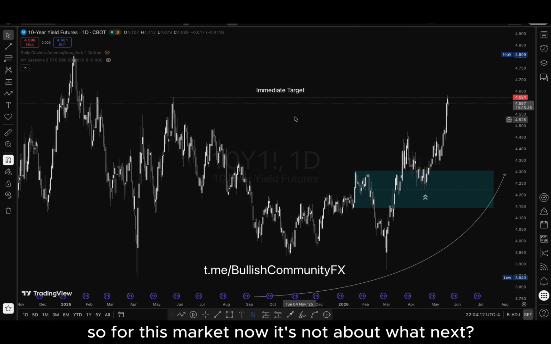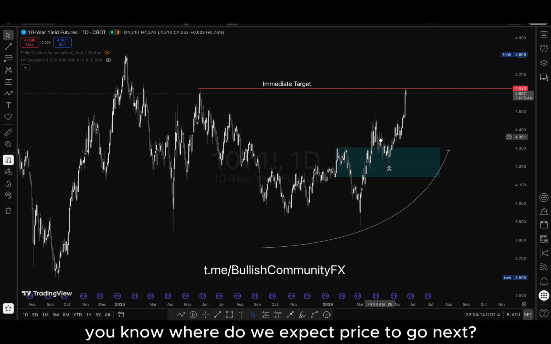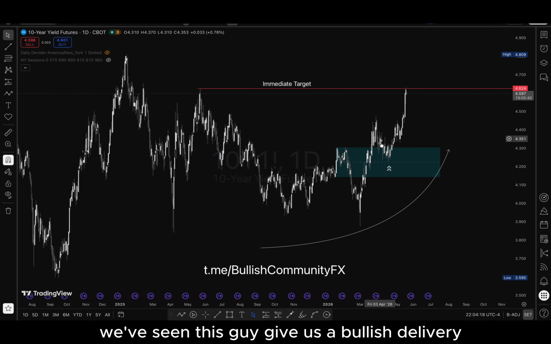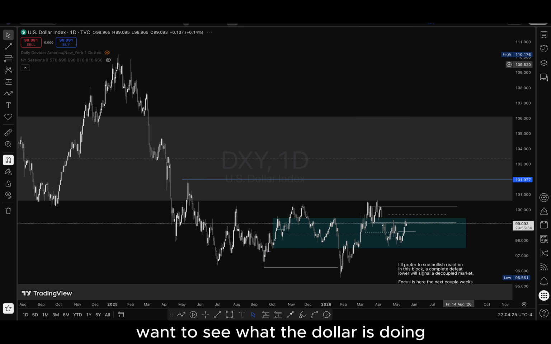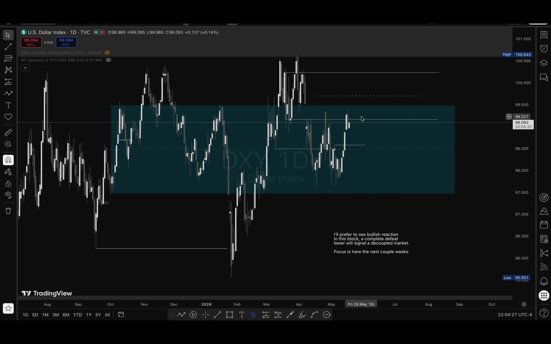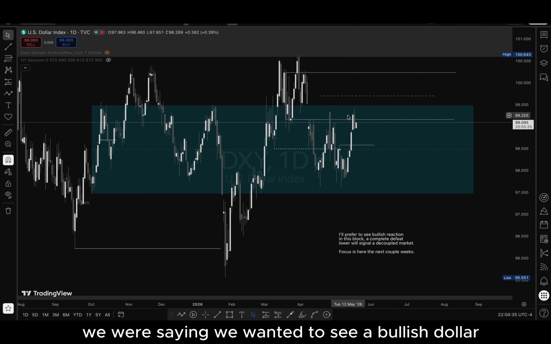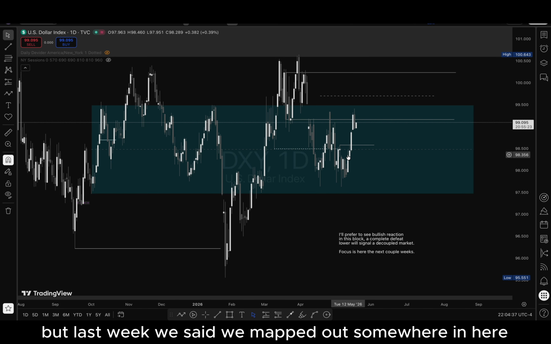So for this market now, it's not about where we expect price to go next. That's not the point. We've seen this give us a bullish delivery, and our next interest is on the dollar. Want to see what the dollar is doing. The previous weeks we were saying we wanted to see a bullish dollar, but last week we said we mapped out somewhere in here and in here.